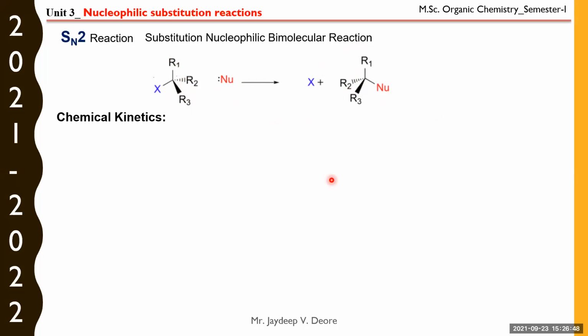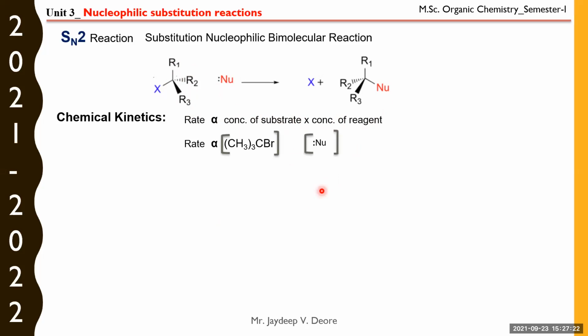According to chemical kinetics, for the SN2 reaction, the rate of reaction is directly proportional to the product of the concentration of the substrate and the concentration of the reagent. Here you can see that this is the substrate and this is the reagent. So in this case, the rate is directly proportional to the product of the concentration of this substrate and this nucleophile also.